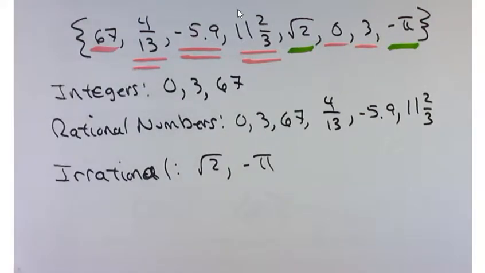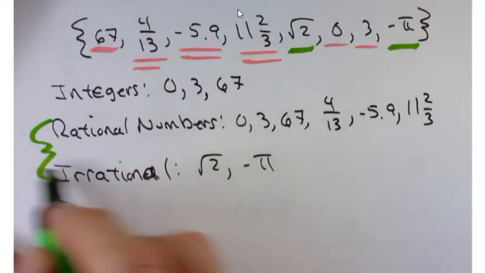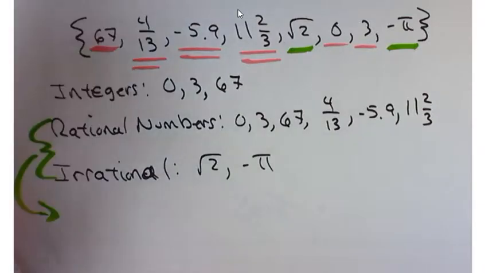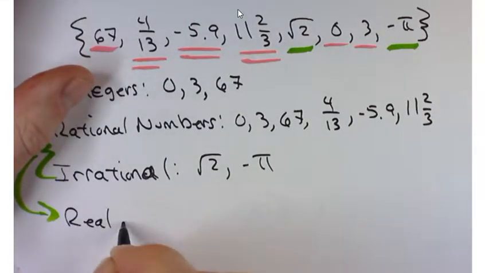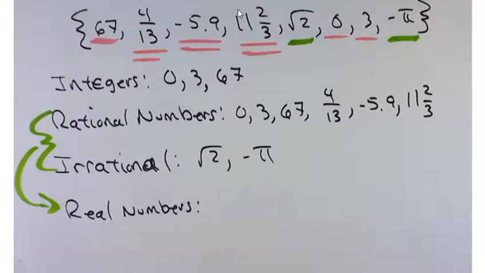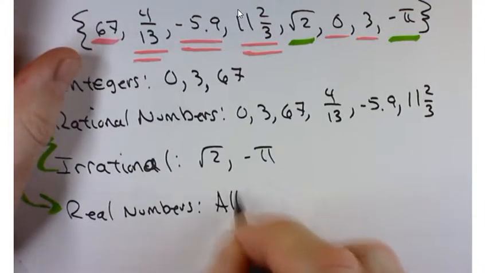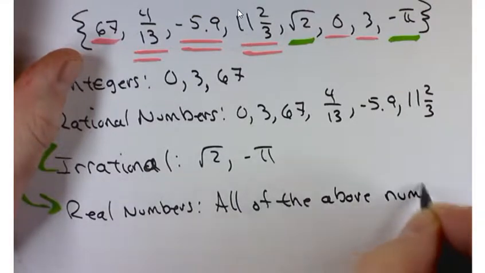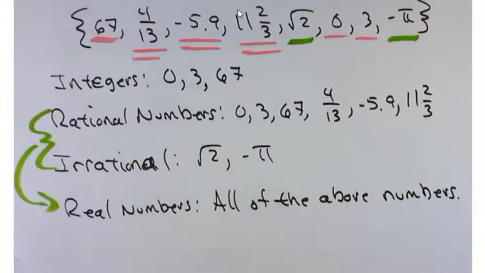Now if you take the rationals and irrationals and put them together, you get what's called the real numbers. Basically that's just all of the above numbers. So everything here is a real number. It's not till Math 1150 that you're going to see something that's not a real number, and we'll dance around it a little bit in this course, but not too much.